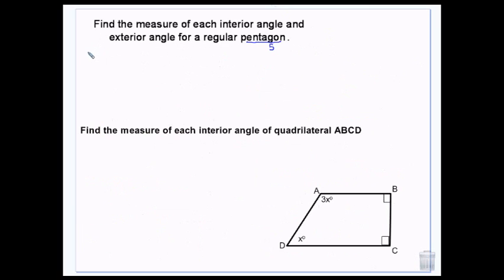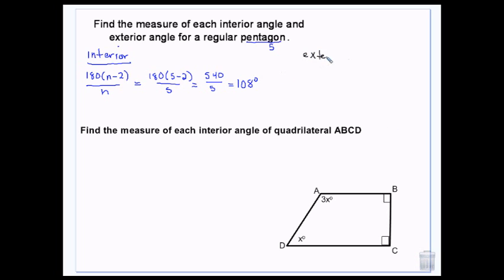So for the interior, we're using 180 times n minus 2 divided by n. That's the formula. So that's 180 times 5 minus 2 divided by 5, which is going to give us 540 divided by 5, which is 108 degrees. So each angle inside of a regular pentagon is 108 degrees.